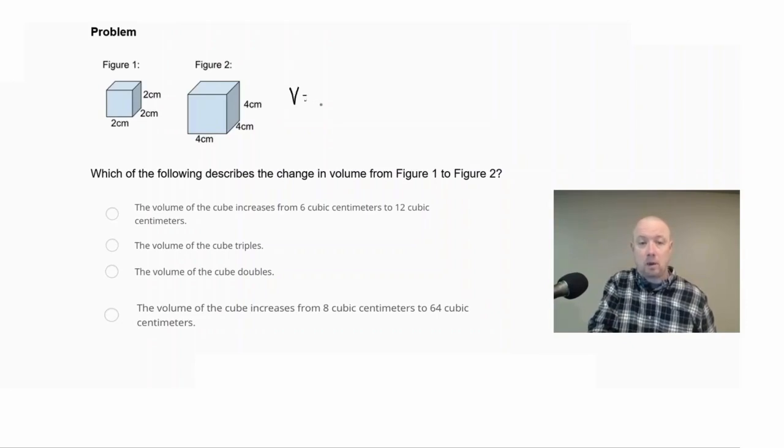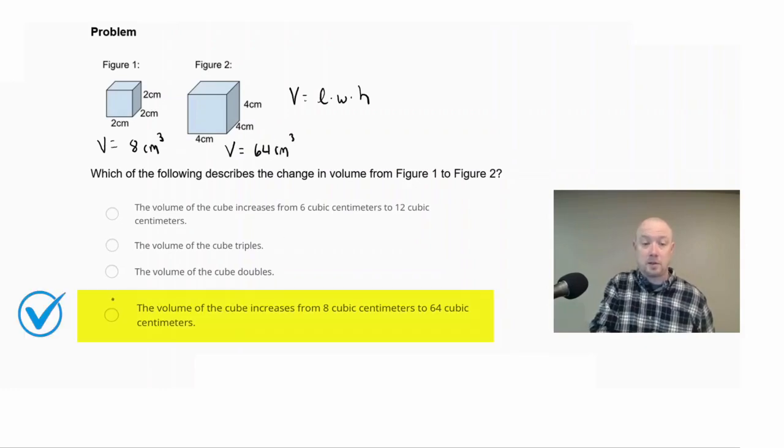The volume of a cube equals length times width times height. For figure 1, we take length times width times height, which would be 2 to the third power, which comes out to be 8 cubic centimeters. For figure 2, we do 4 times 4 times 4, or 4 to the third power, which is 64 cubic centimeters. So in our answer choices, it would be the last choice.